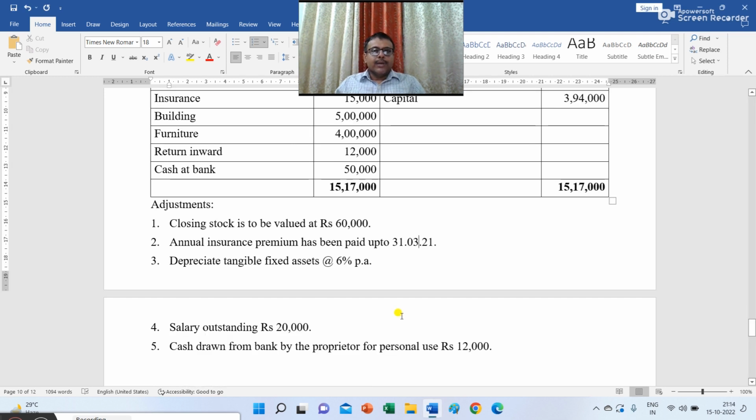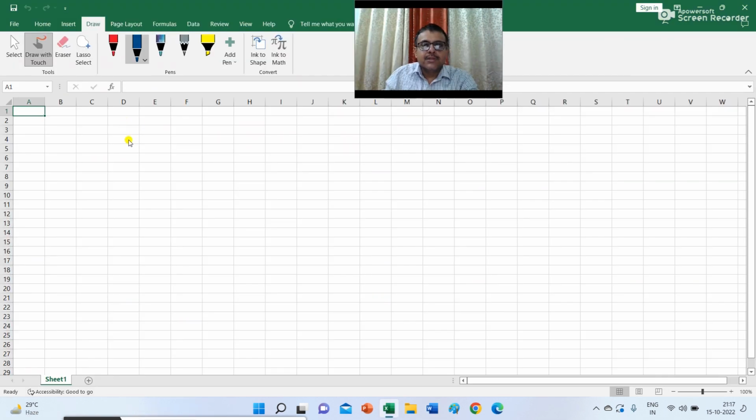We have the following adjustment entries. Closing stock is to be valued at rupees 60,000. Annual insurance premium has been paid up to 31st March 2021. Depreciate tangible assets at the rate of 6% per annum. Salary outstanding rupees 20,000. Cash drawn from bank by the proprietor for personal use rupees 12,000. So let me first discuss the adjustment entries.